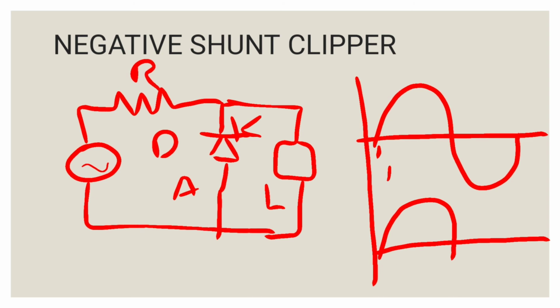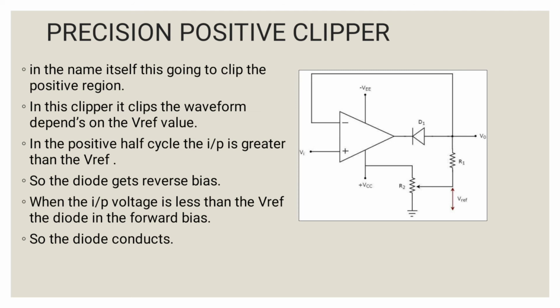Okay, next we go to our topic, positive precision clippers. Why precision clippers? The normal clippers can be used for high voltage signals, but the precision clippers can be used for low voltage signals by using the op-amp. Both positive and negative precision clippers work depending on the input value and the reference value. That is, in these clipper circuits, the waveform is clipped depending upon the reference value and the input value. Let's see the positive precision clipper.